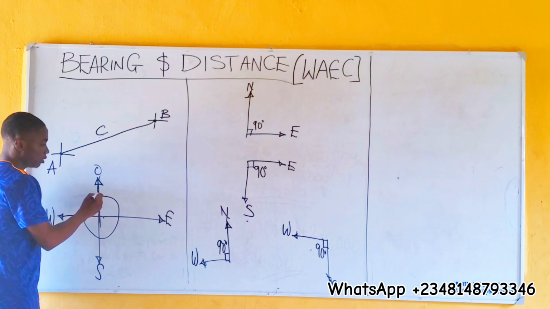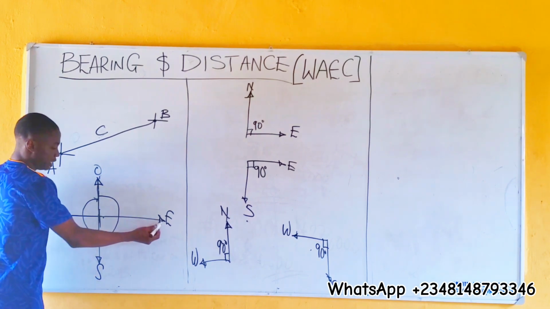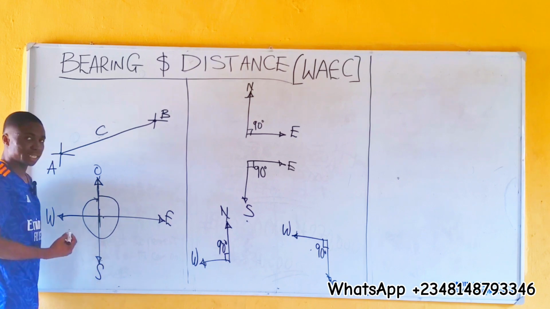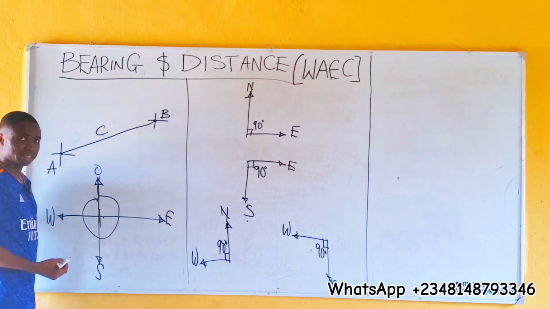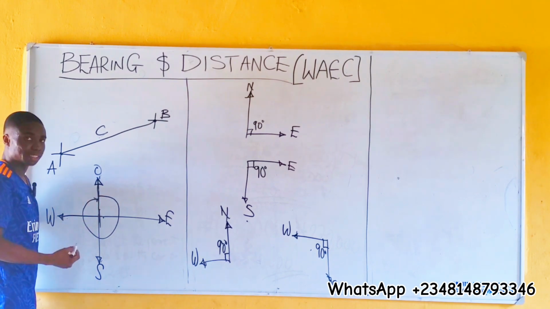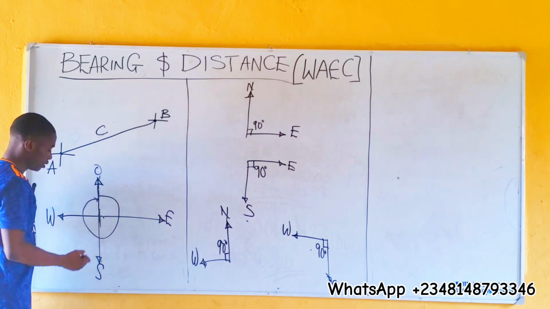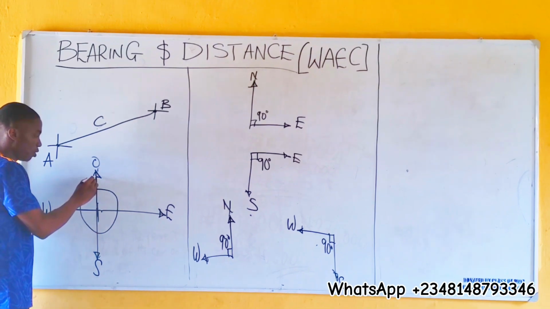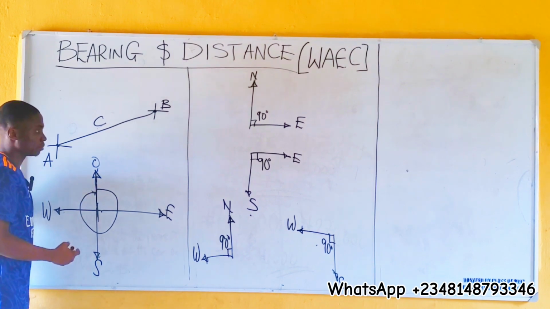Now, from the north to the east is 90 degrees. From the east to the south is 90 degrees. From the south to the west is 90 degrees. And from the west to the north is also 90 degrees. So from the north to the south is 180 degrees. And then from north back to north is 360 degrees.